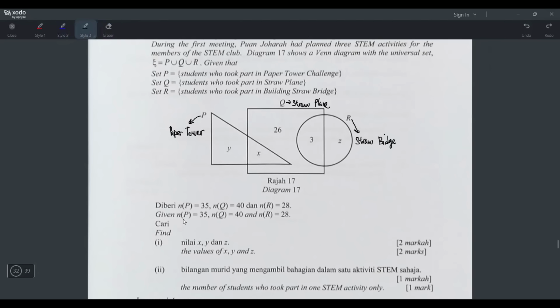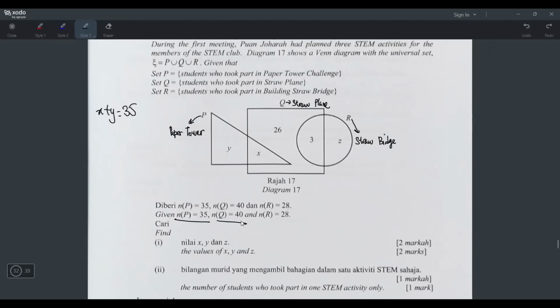Okay, now let's keep reading here. n(P) is 35. You cannot write it like this. n(P) = 35 means the number of elements in set P is 35. That means inside the whole P, it means Y plus X, because X is also inside P. So it will be X plus Y equals 35.